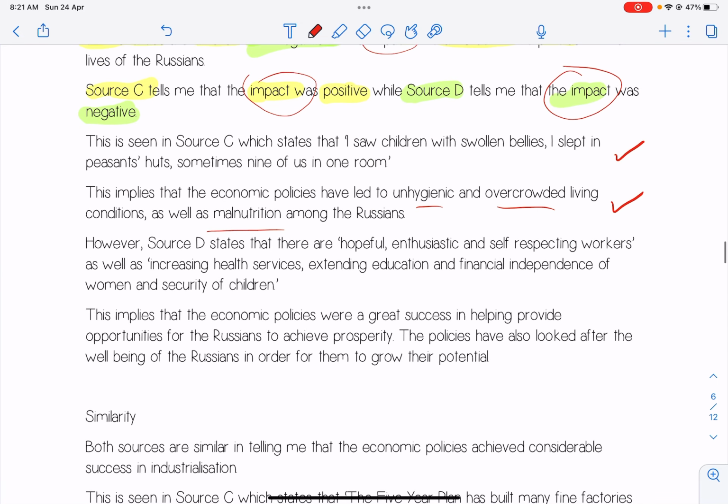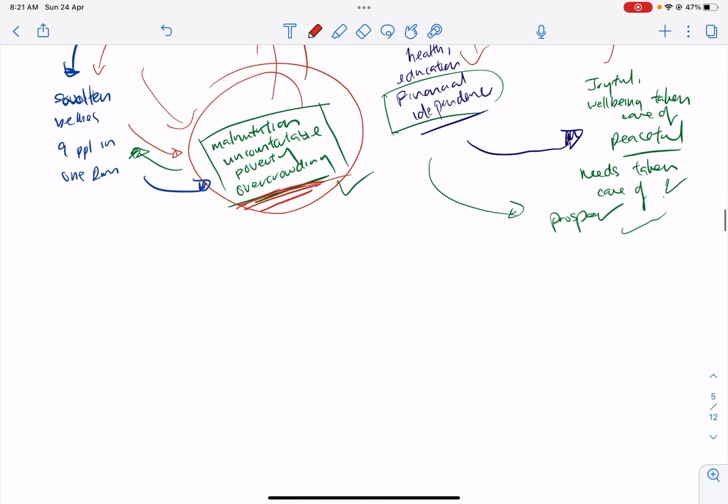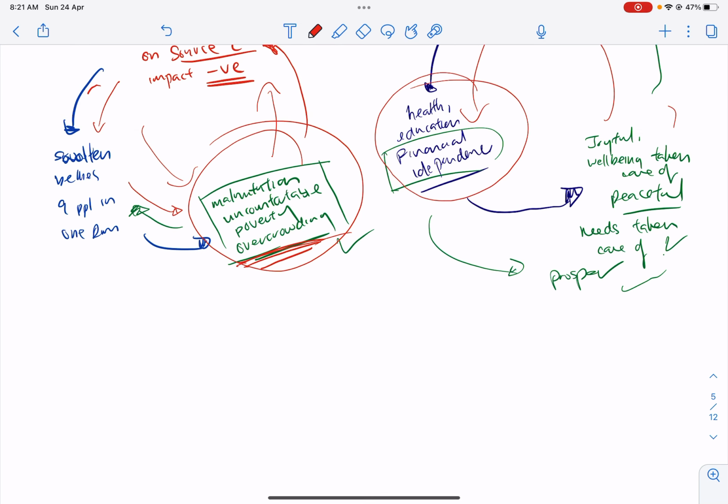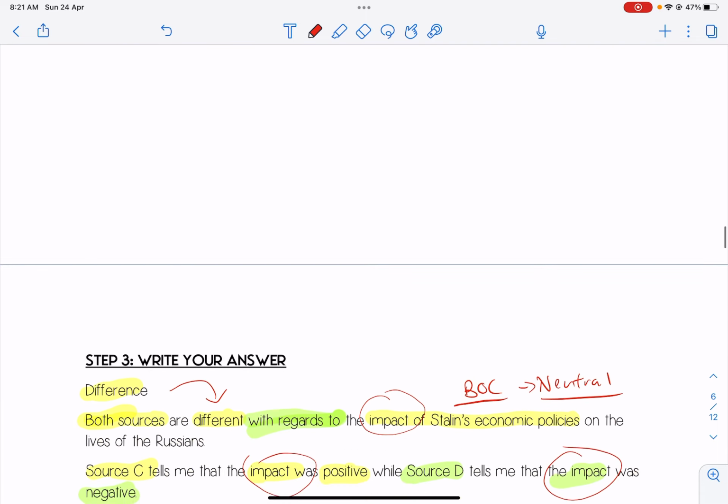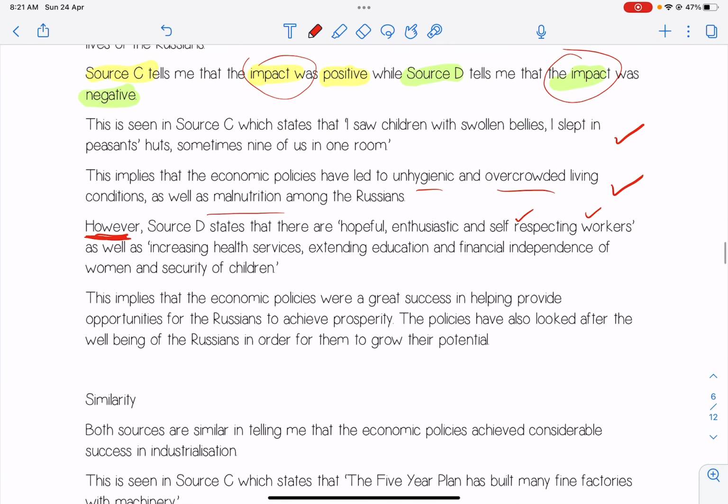After that, then I move on to D. I say, however, and D's evidence here, which I jotted down briefly, and when I explain, I'll use all these keywords here. This means that the economic policies were a great success, helping people by providing opportunities to achieve prosperity and look after the well-being of the Russians to grow their potential. So all these things you can see here are in my own words. Alright, so that's how you do it.